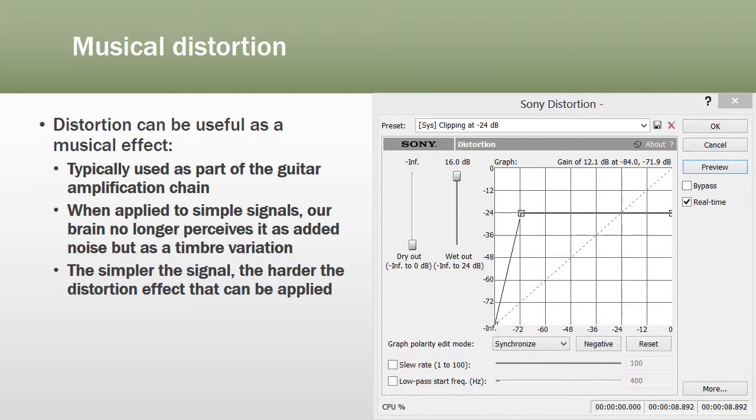This is a guitar sound without distortion. This is a guitar sound after applying distortion.